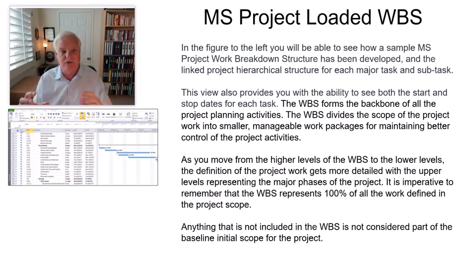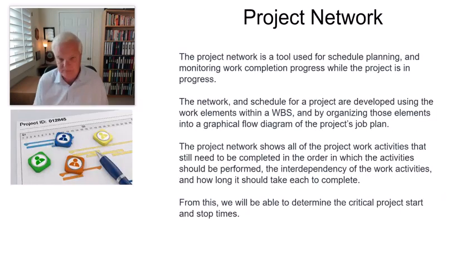You should be able to take your project scope and decompose each statement. Each line of that should be pointed down into the WBS structure, and you should be able to draw a line and say, that is accomplished here, that's accomplished here, this is accomplished here. That would be a requirements traceability type of activity, and that's how you do that, okay? Anything that is not included in the WBS is not considered part of the baseline initial scope for the project, okay?